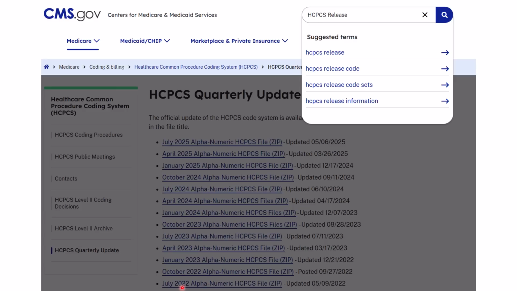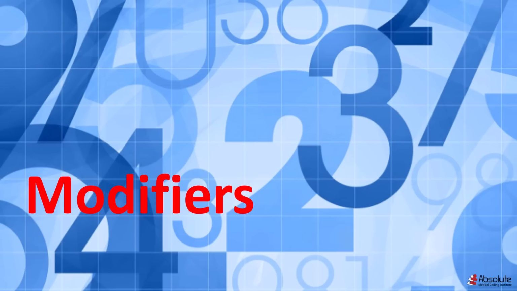Now, it's time to embrace a new subject, and that subject is modifiers. And you might say, well, we already were talking about modifiers. Indeed, we have been talking about modifiers in our discussion of HCPCS Level 2, but now we're going to talk about CPT modifiers.